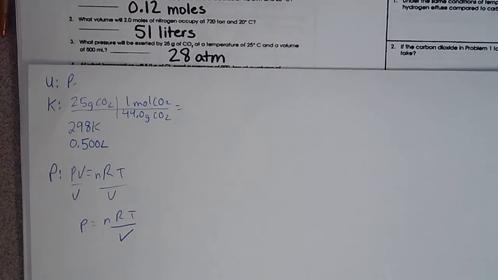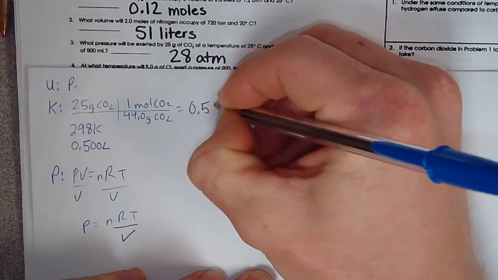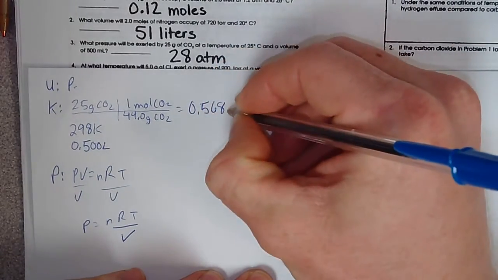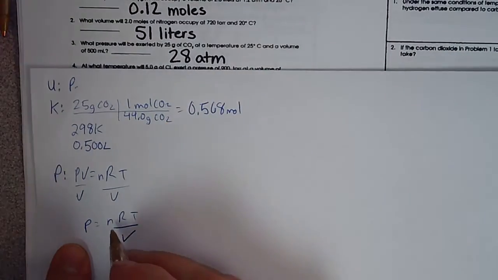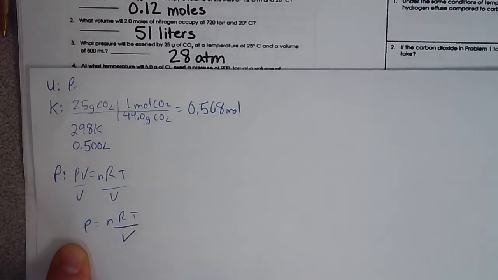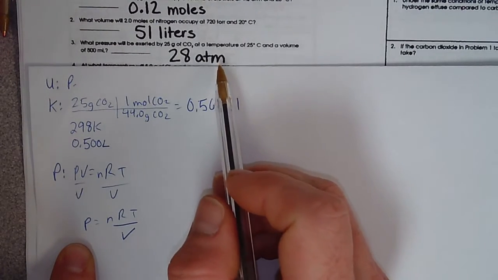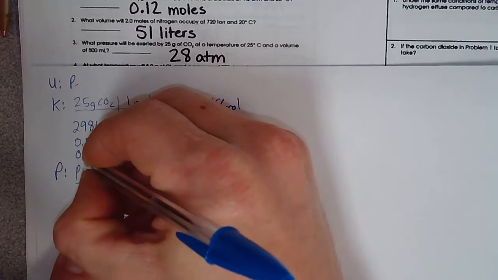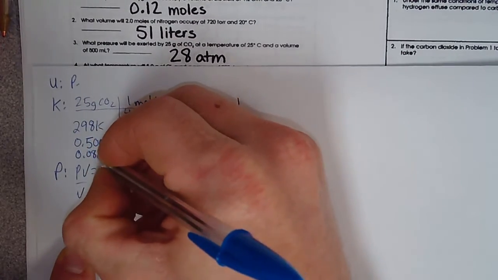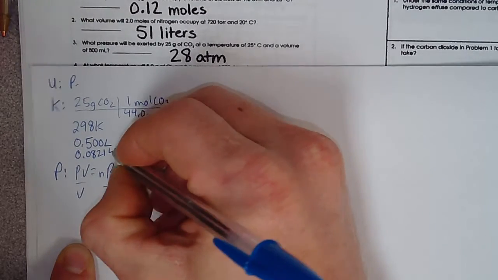And that gives 0.568 moles. And you might also notice the absence of R. Given that they show the answer in atmospheres, I'll use the gas constant that corresponds to atmospheres, which is 0.0821 liters times atmospheres over mole Kelvin.